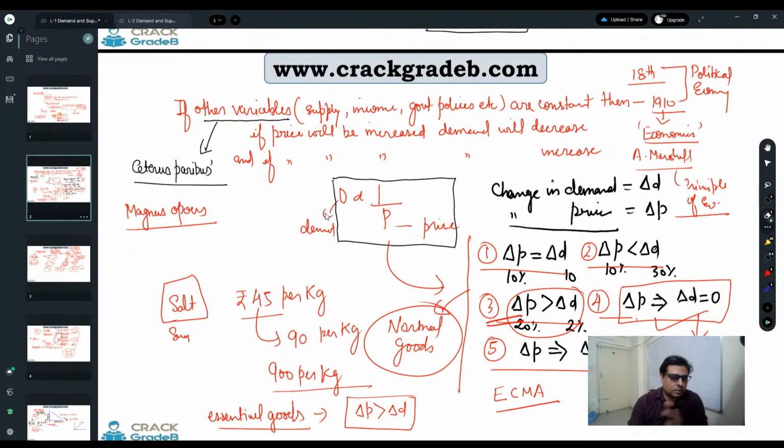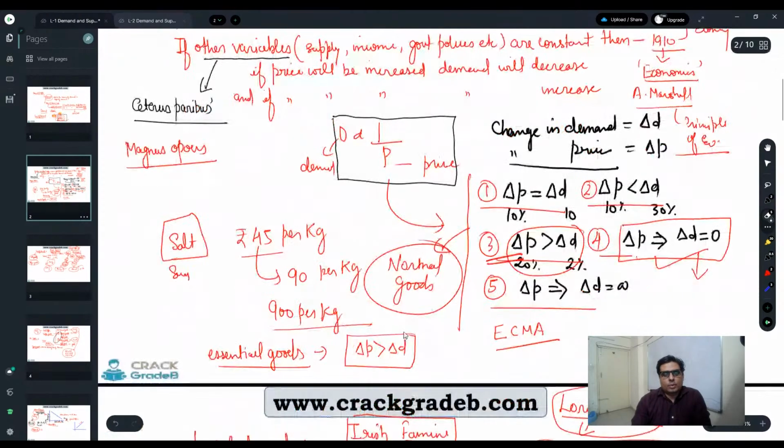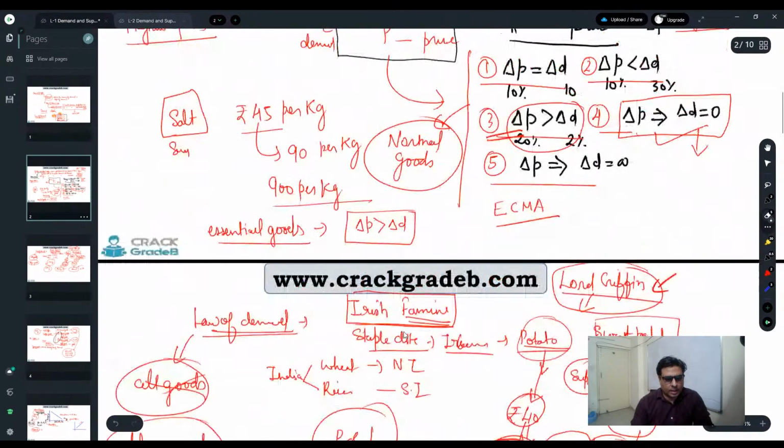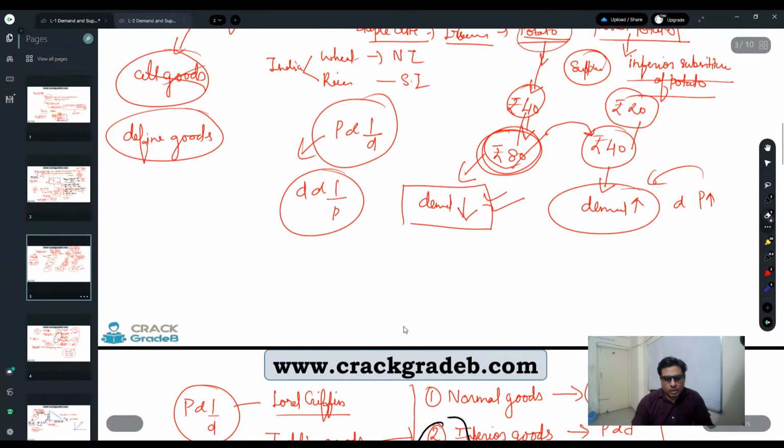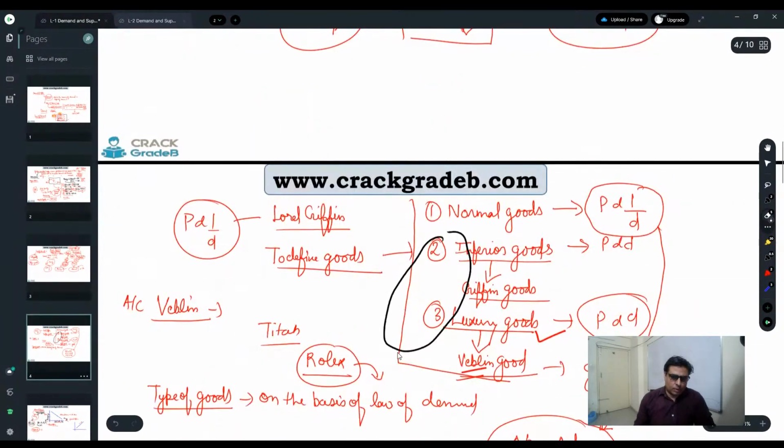When we define the law, various other variables are constant, and we can use the term ceteris paribus, right? As per the law of demand, price and demand are in inverse proportion. Accordingly, we defined normal goods and inferior goods, and apart from those, I also explained Veblen goods or luxury goods. Normal goods follow the law of demand, and inferior goods and luxury goods do not follow the law of demand, right?